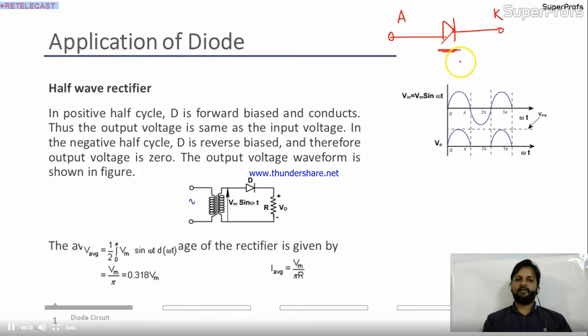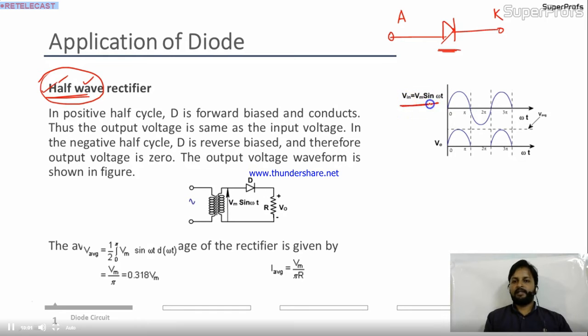So how does it rectify? The first application of the diode we'll see is the half wave rectifier. Actually in the half wave, as the name suggests, at the output stage you will get a wave, but that wave is half. I'll consider the input first, then I'll go to the half wave rectifier.